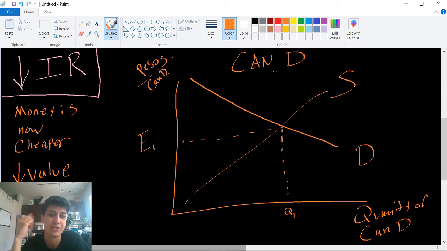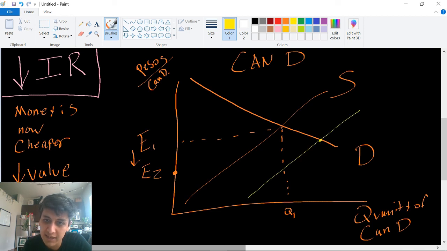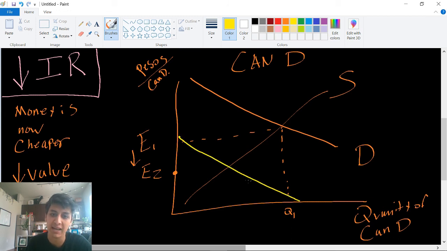But now that our money is cheaper, and now that it has lost value because of this lower interest rate, one Canadian dollar might only get us 0.3 pesos instead. Our exchange rate is decreasing. We're down here, E2. It's somewhere here, right? And it's that same scenario that we encountered before. Are we going to have an increase in supply? If we have an increase in supply, that can decrease the exchange rate.